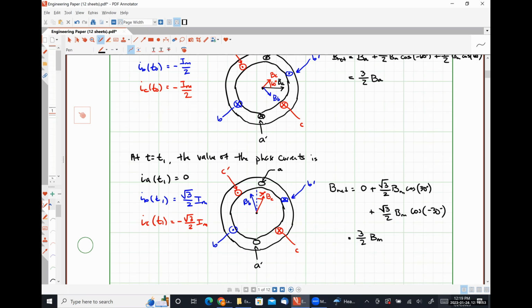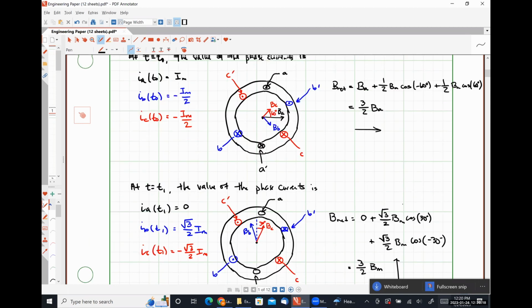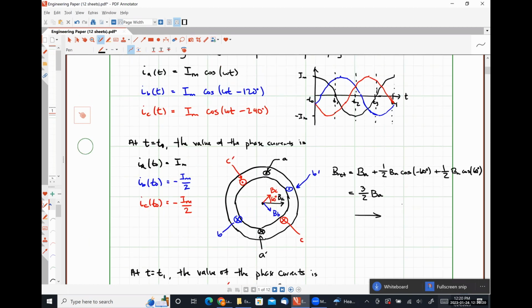So our net field in this case was directed to the right. In this case, it's directed straight up. They have the exact same magnitudes, right? So the field strength stayed the same, but its direction changed. So what do you guys think is going to happen when we move along to time T2?